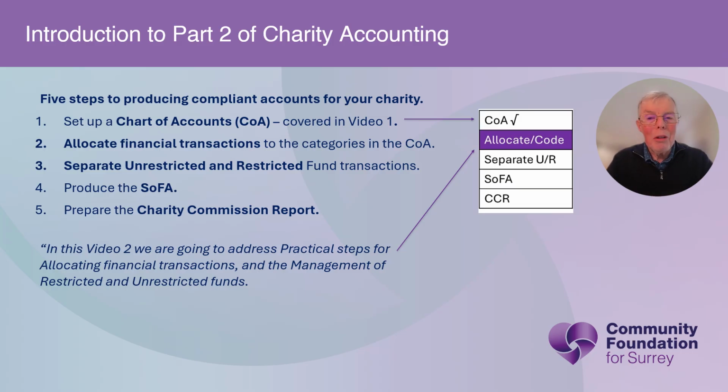And this is part two of our three-part series on charity accounting. As we indicated in part one, there are 5 steps to producing compliant accounts for your charity. The first step is to set up a chart of accounts, which we covered in video 1. In this video, we're going to be talking in more detail about allocating financial transactions to the categories in the chart of accounts. A little later on, we'll talk about separating unrestricted and restricted fund transactions.